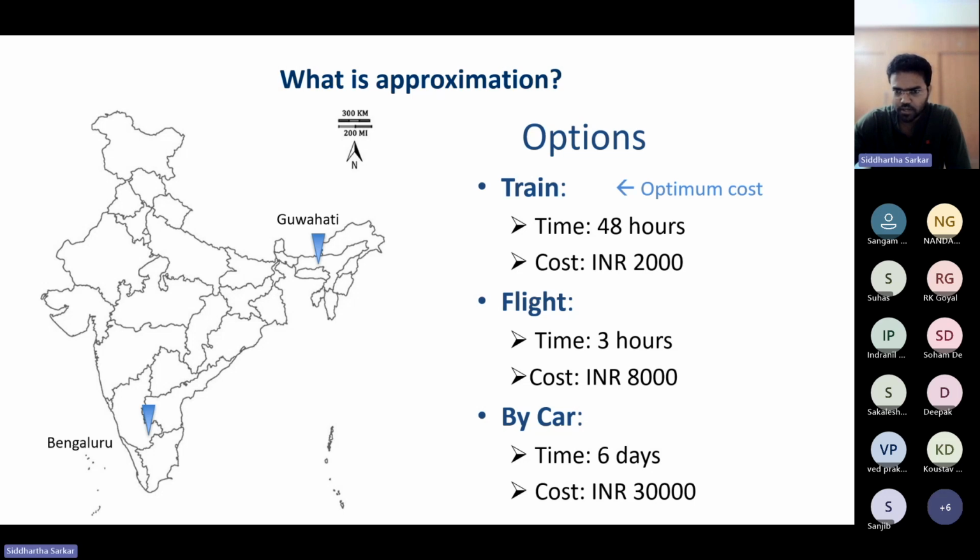So clearly, if I have to minimize cost, then the train is the minimum cost option, costing me 2,000 rupees. And if I want to minimize time, then the optimum option is to take the flight because it is the minimum time option. And if I'm not interested in minimizing any of it, then I can just have fun and have an Indian road journey, 6 days, spending 30,000 rupees.